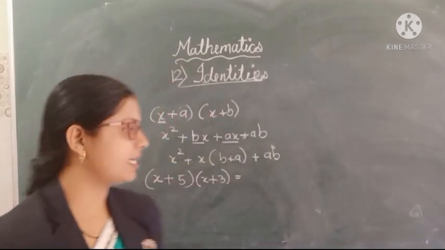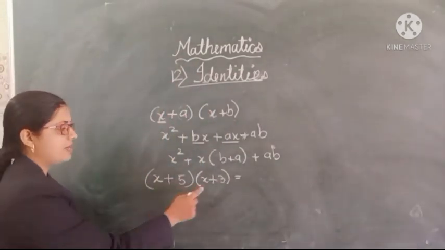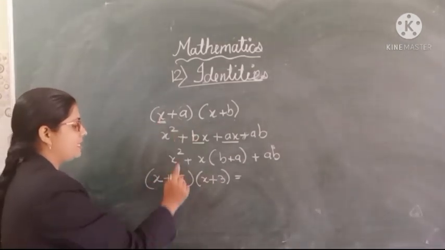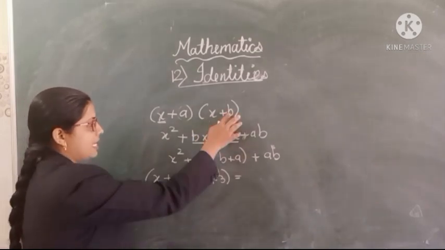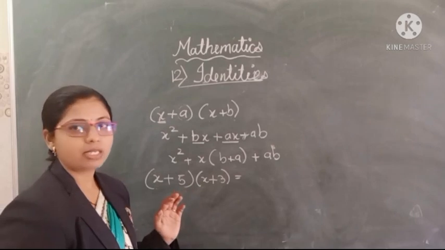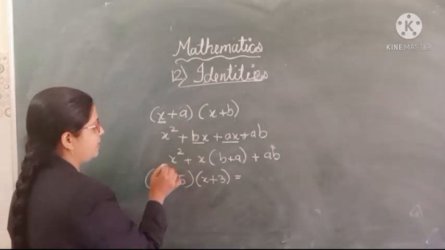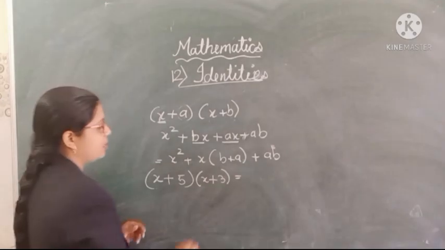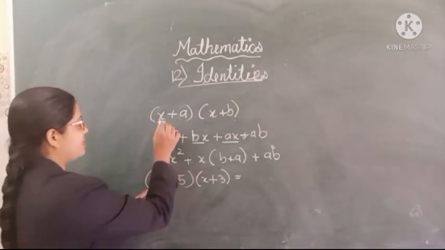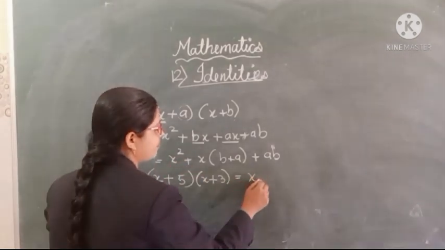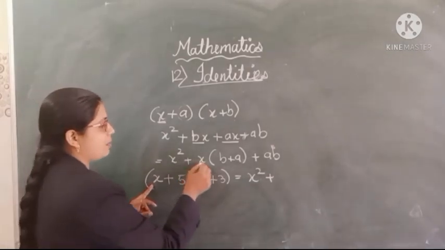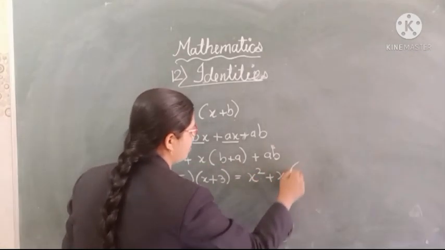Now we have the example x plus 5 and x plus 3. So x place is x, a place is 5, here x and here is 3. Now in this case, how will we solve the example? After calculating this, we get the answer like this. So in terms of that, we will just write it down. Now in the x place, it will be x square. Then the next term will be x as a common.